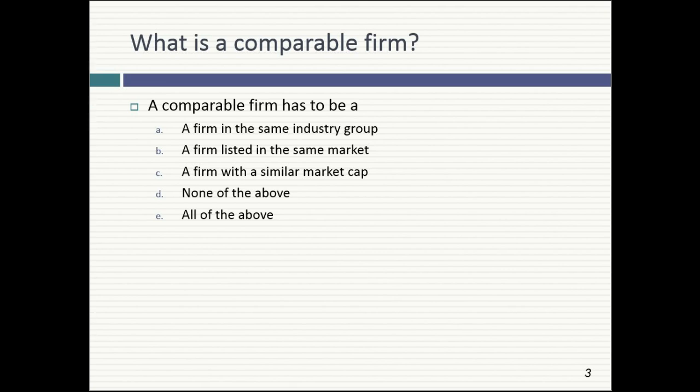So let me give you some choices on what you're going to look for in a comparable firm, and you tell me whether you'd like this and that. A firm in the same industry group, a firm in the same market. So if you're a NASDAQ company, maybe NASDAQ. If you're a US company, maybe the US. A firm with a similar market cap. So if you're a small firm, you want a small firm. Maybe it's none of the above, maybe it's all of the above.